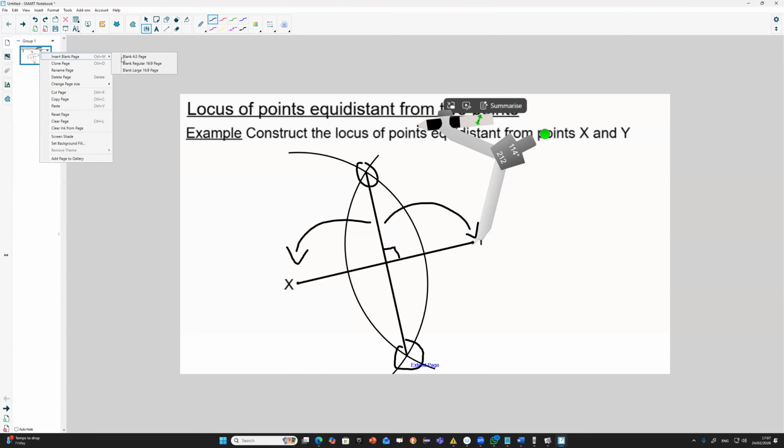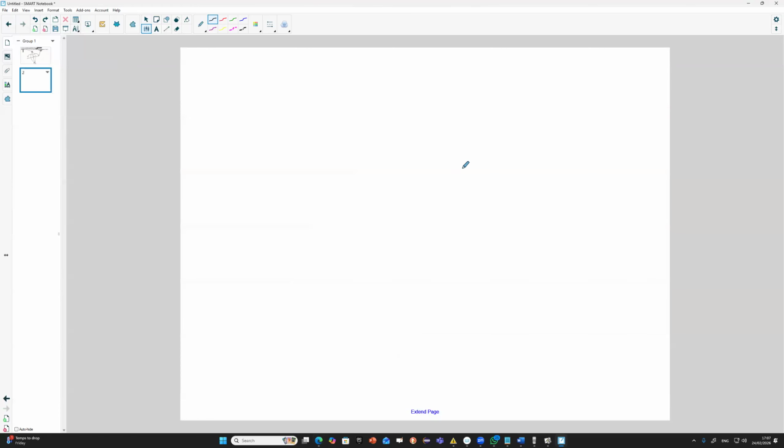So what would be good is if we make a new slide here. Right, let me just move this. So we'll look at doing an angle bisector as well. There you go. Can you see my screen okay? Yeah, it's okay.